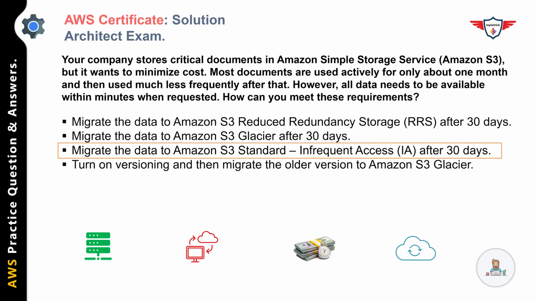The correct answer is option C, that is migrating the data to Amazon S3 Standard Infrequent Access after 30 days using a lifecycle policy. The lifecycle policy will automatically change the storage class for objects aged over 30 days. So this will help you in reducing the cost. The Standard Infrequent Access storage class is for data that is accessed less frequently but still requires rapid access when needed.